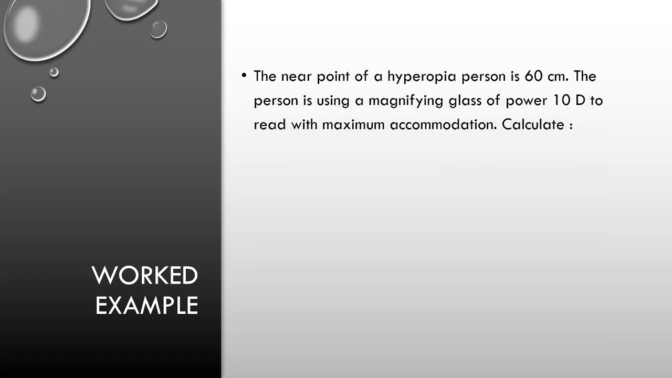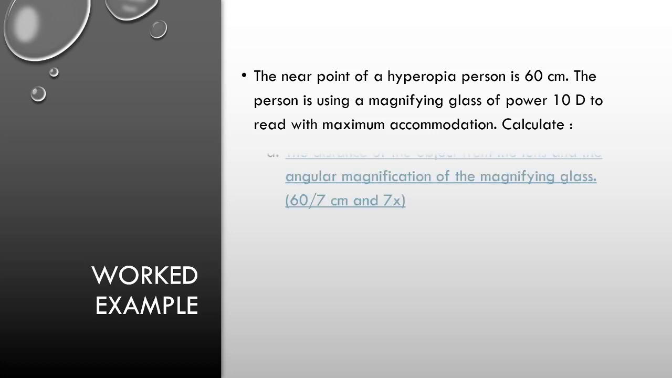The near point of a hyperopia person is 60 cm. The person is using a magnifying glass of power 10 diopter to read with maximum accommodation. Calculate the distance of the object from the lens and the angular magnification of the magnifying glass. Let's try to solve this question first.